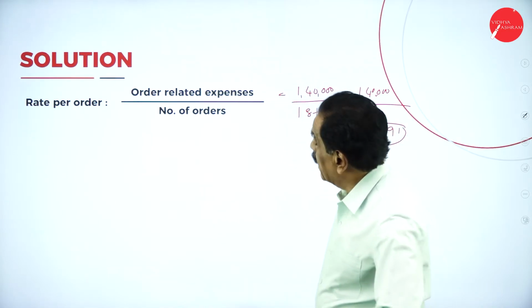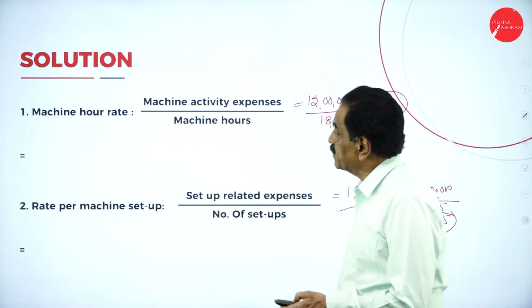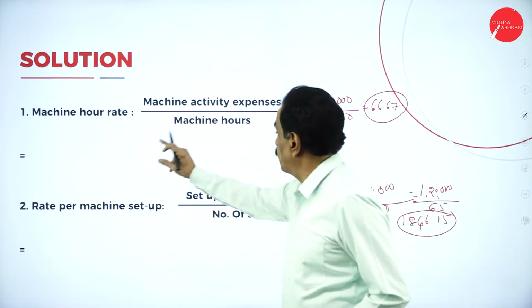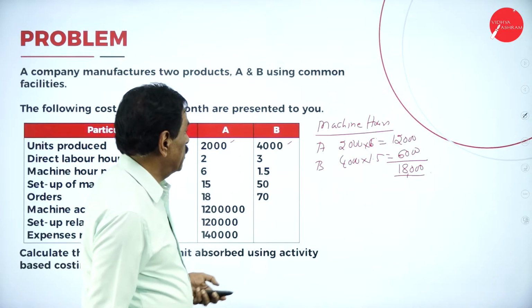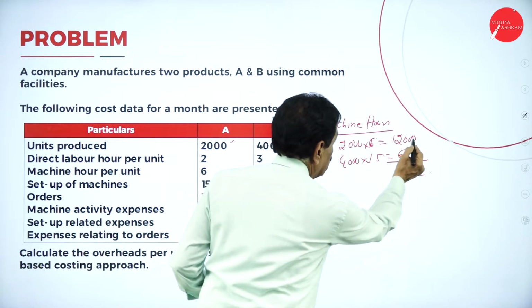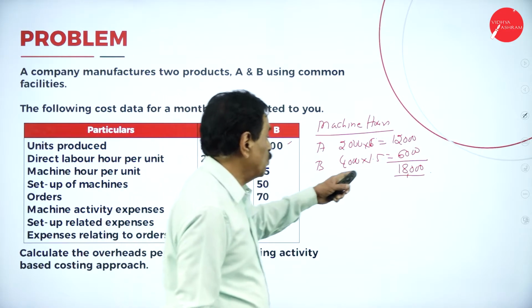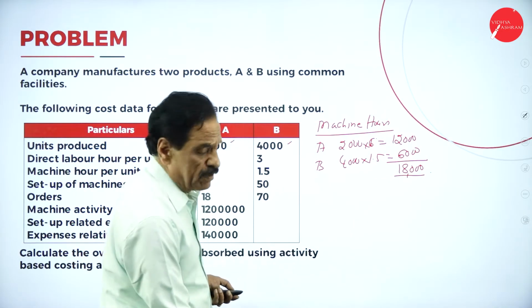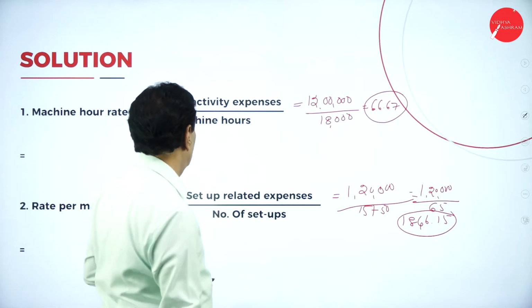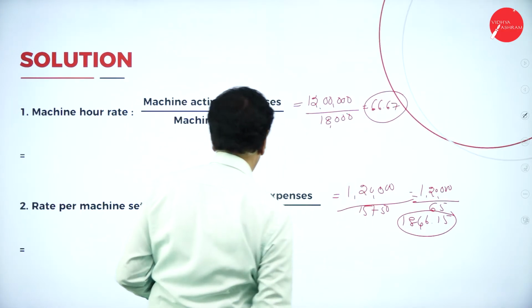So three activities you have found out. What is the first activity? Machine hour rate: 12 lakh divided by 18,000 machine hours. Here, product A is 2,000 into 6, which is 12,000 hours, and product B is 4,000 into 1.5, which is 6,000 hours, totally 18,000 hours. Then you got the machine hour rate of 66.67.